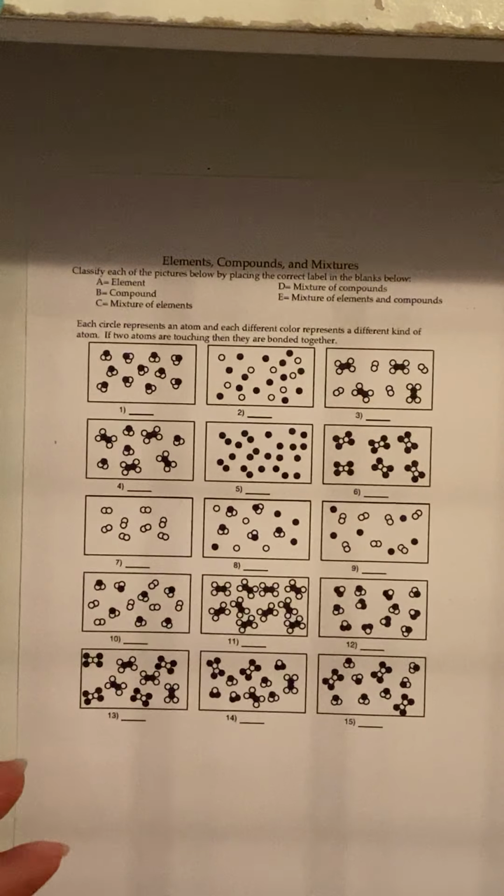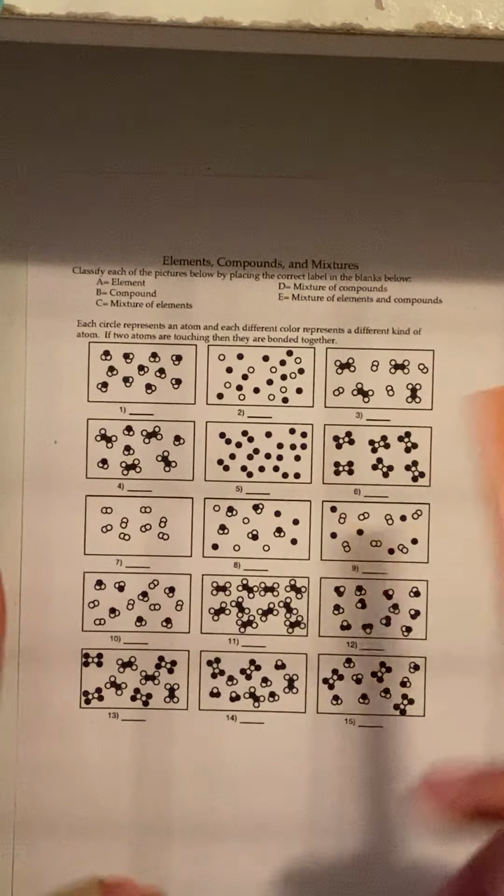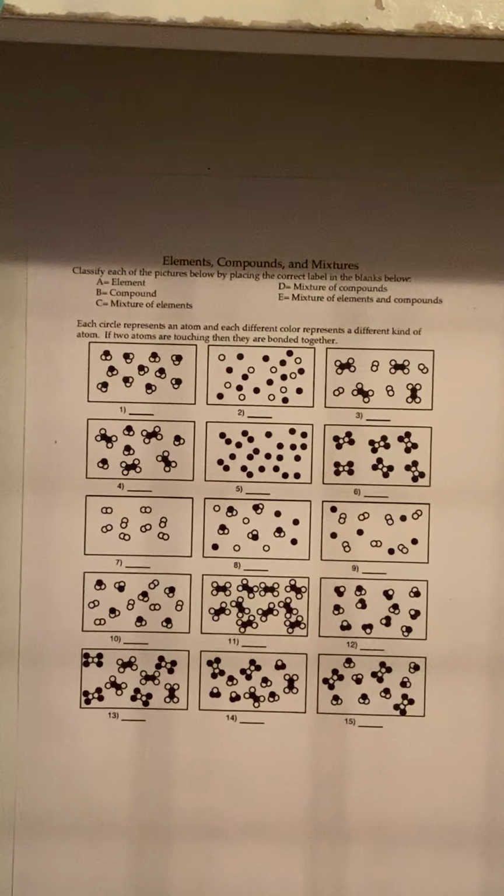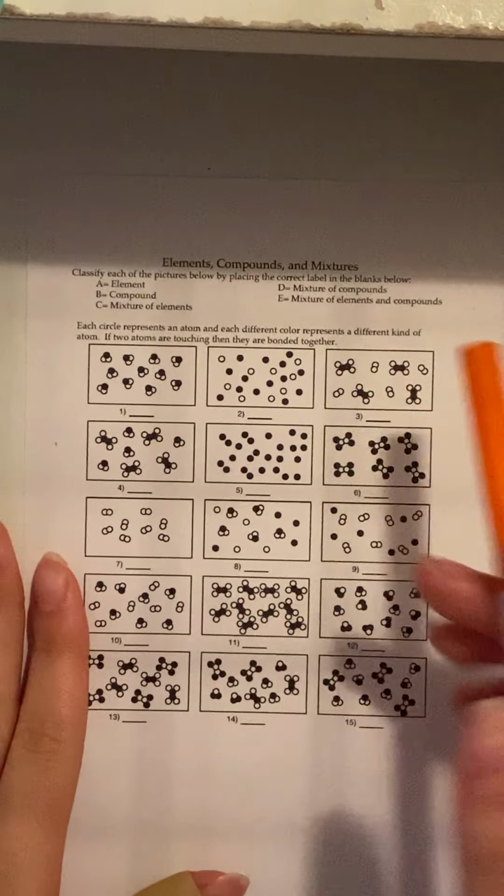Okay, so the directions say element, compounds, and mixtures. Classify each of the pictures below by placing the correct label in the blanks below. So we have element, compound, mixture of elements, mixture of compounds, and mixture of elements and compounds. Each circle represents an atom, and each different color represents a different kind of atom. If two atoms are touching, then they are bonded together, meaning they are a compound, or in other words, a molecule.